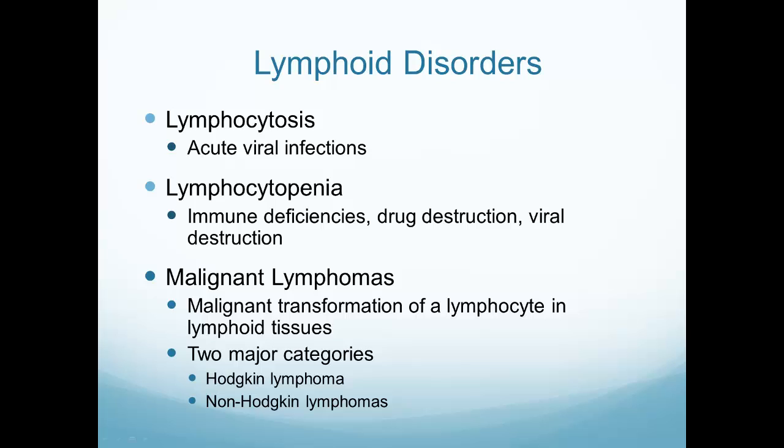Lymphocytes are another type of white blood cell, and we can see an increase in the number of lymphocytes with acute viral infections. We can see a decrease in our lymphocyte count with immune deficiencies and with viral destructions of our lymphocytes. There can be malignant lymphomas like non-Hodgkin's and Hodgkin's lymphomas that are causing a malignant destruction of our lymphocytes in our lymph system.